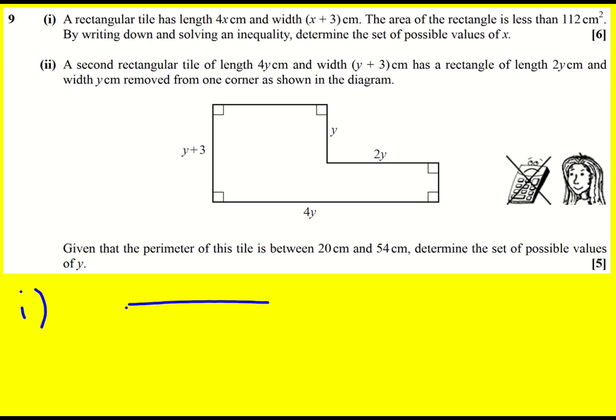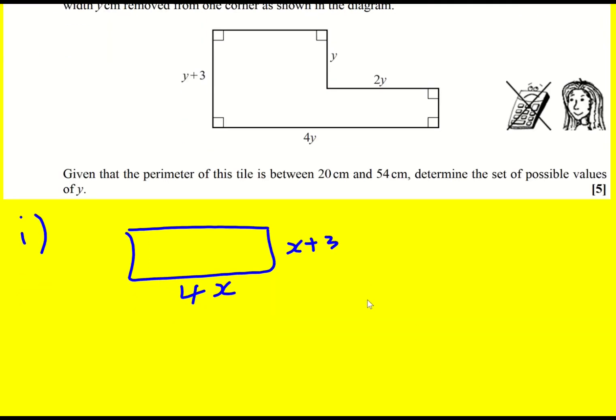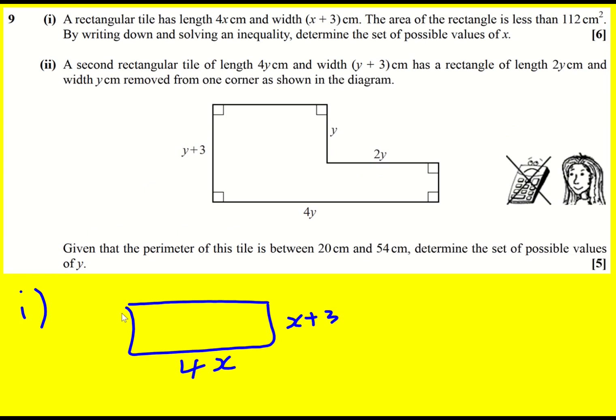I'm going to draw a rectangle for this first part just to get a feel for what's going on. So it's got length 4x and width x plus 3. It doesn't really matter which you label which. And we're told the area is less than 112. So then it says write down and solve an inequality to work out x.